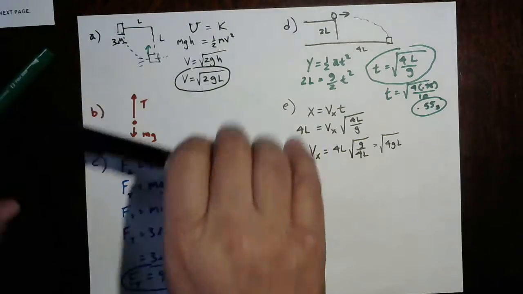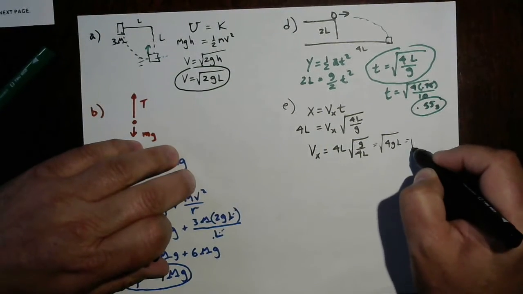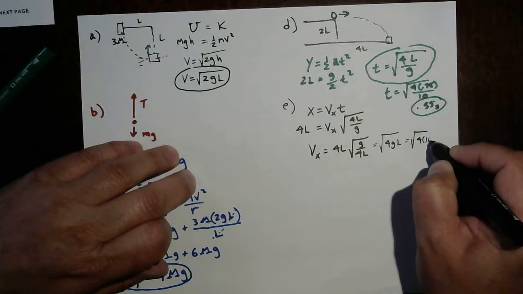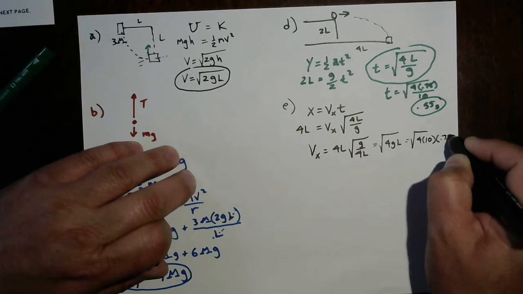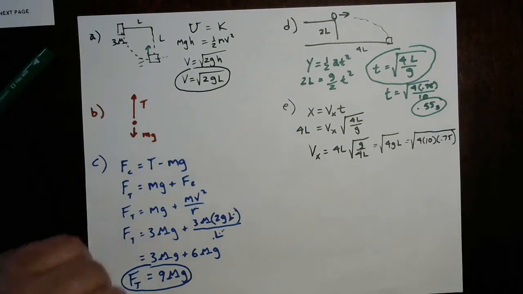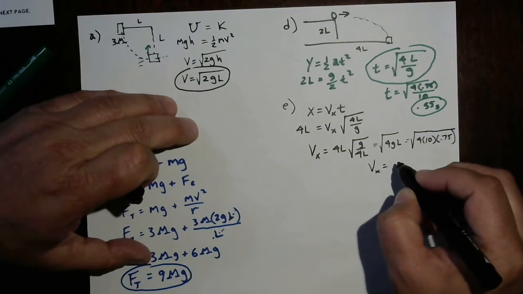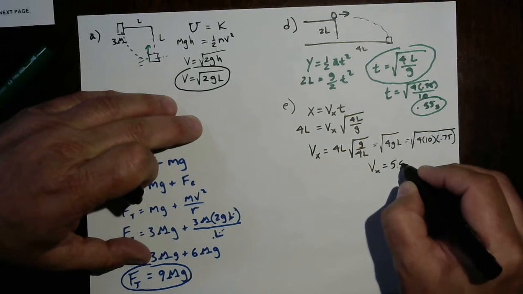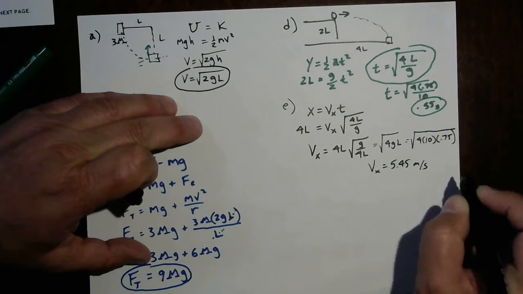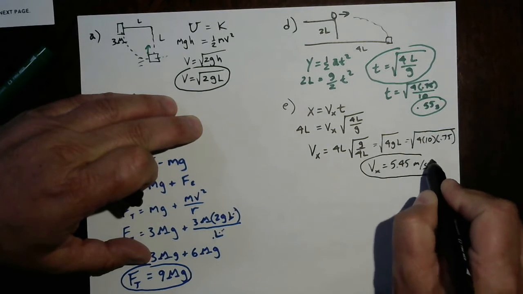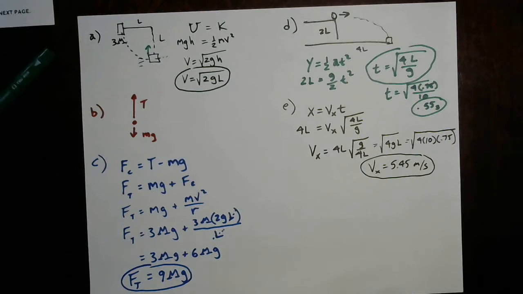And then when we do this one, we're going to have 4 times 10 times 0.75 all under a square root. And near as I can tell, that Vx turns out to be 5.45 meters per second. There we go. Now we're getting numerical answers as they wished us to do. Wow, we're just powering through this. We got an F and a G to go.